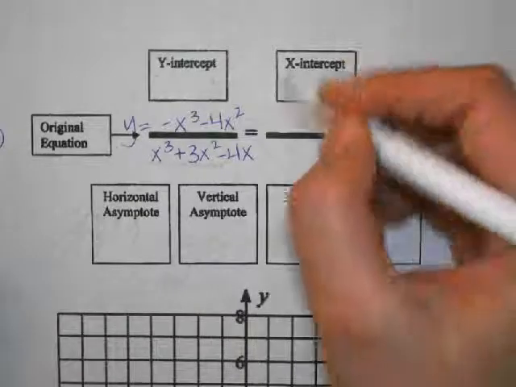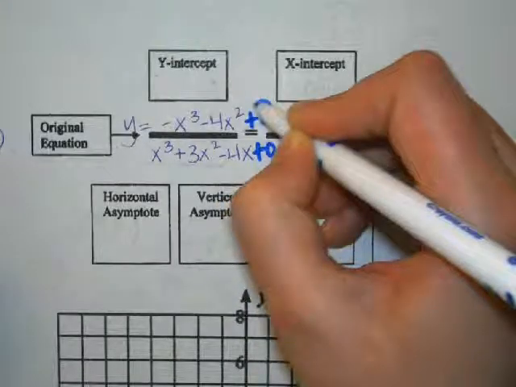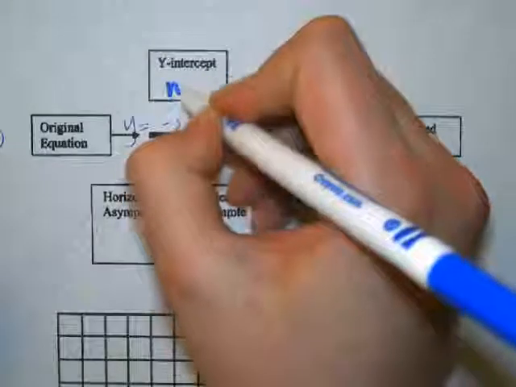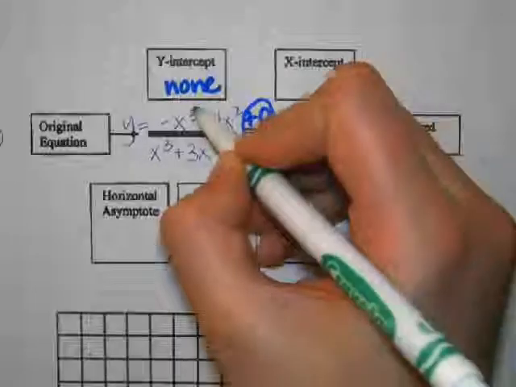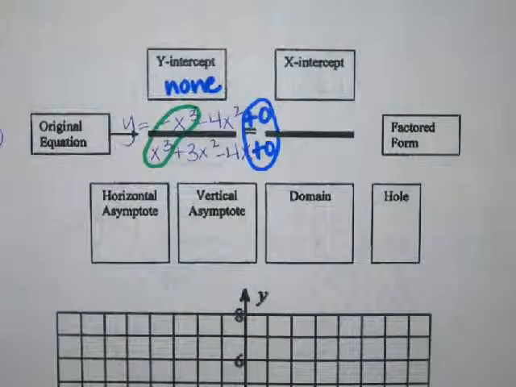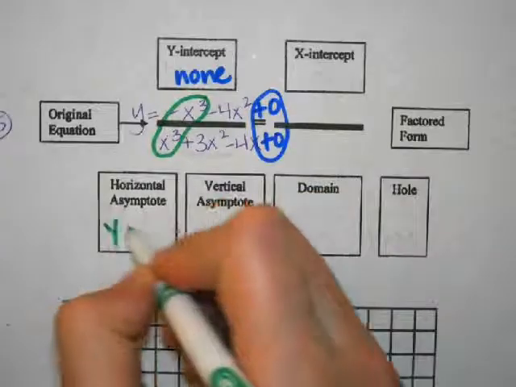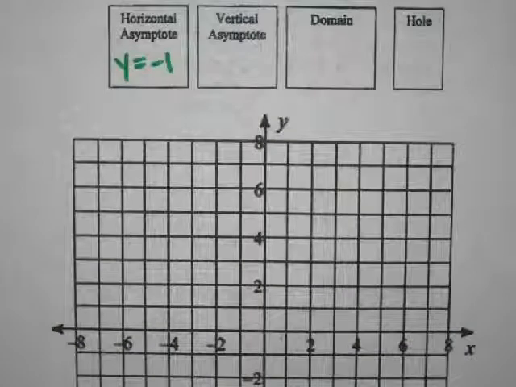So first we have our y-intercept, which is none. Then we have the horizontal asymptote, which is negative 1, y equals negative 1. So I already know what the end behavior is. How do I know?